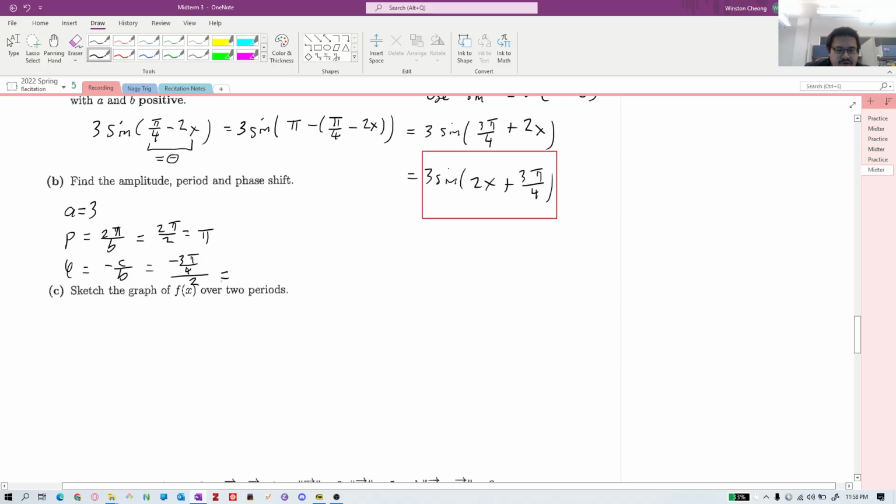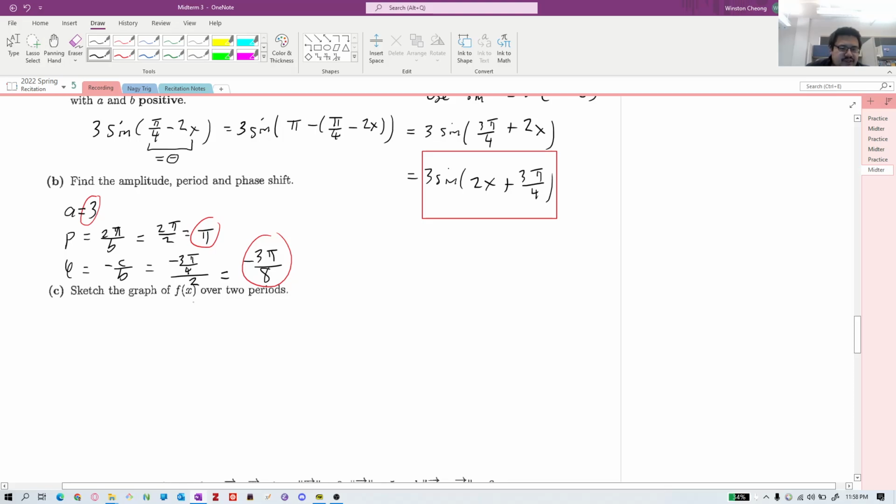Well, the denominators, you can think about that in a couple different ways, but this is going to become minus 3 pi over 8. Okay. So we got our amplitude, our period, and our phase shift. Maybe I'll circle these.